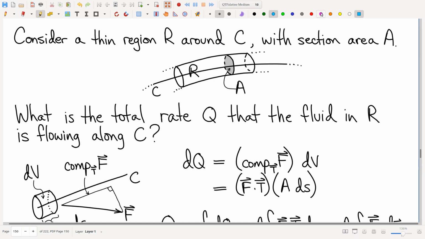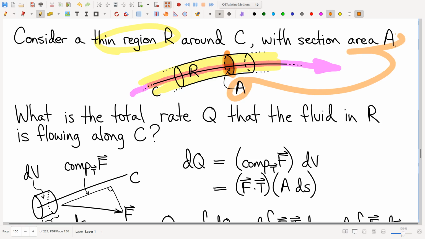So here's the question we're going to ask. I've got an oriented curve, like so. Now this is going to seem weird, but I'm going to think about a thin region surrounding that curve, specifically created by taking a cross-sectional area, A, and dragging it along the curve. It's a weird region, granted. But okay, so we've got this region.